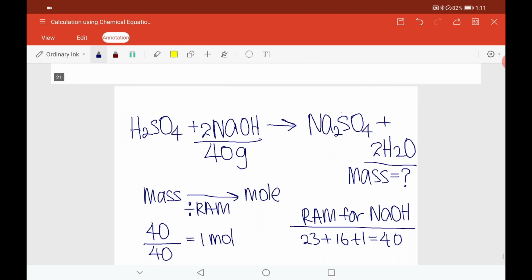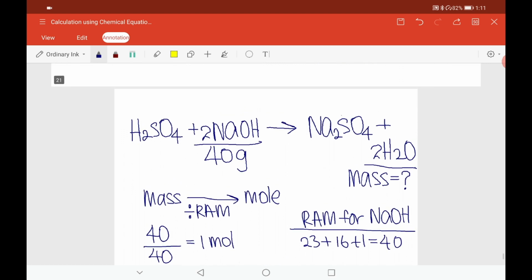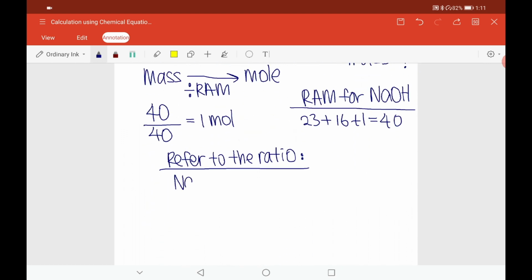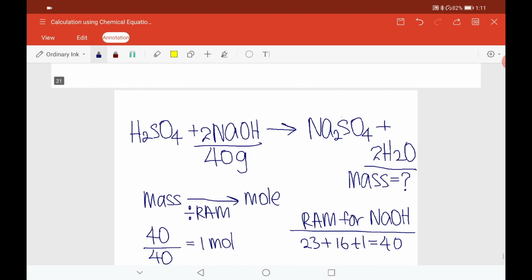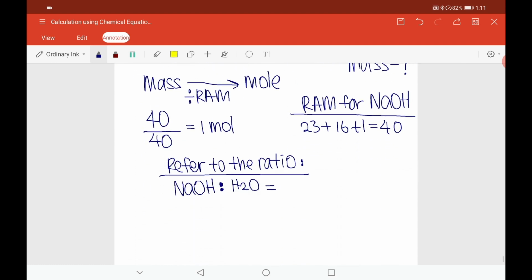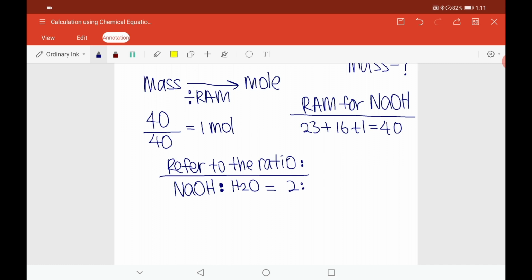Look at the underline. So we underline NaOH and water. So we just apply the ratio with these two, NaOH and water. For the ratio, we copy the number at the front. NaOH, the number in front is 2. Water, the number in front is 2. 2 and 2. So 2 and 2 means what?